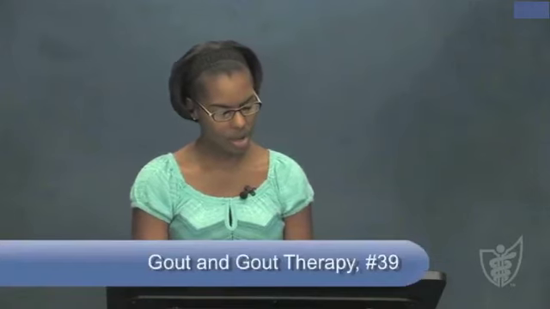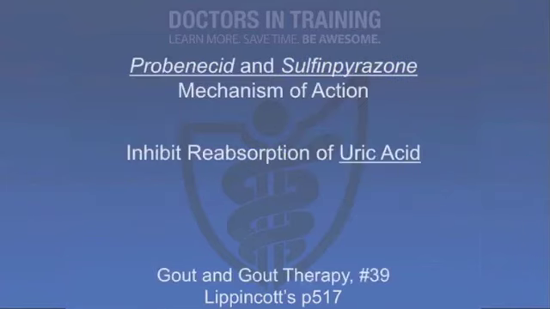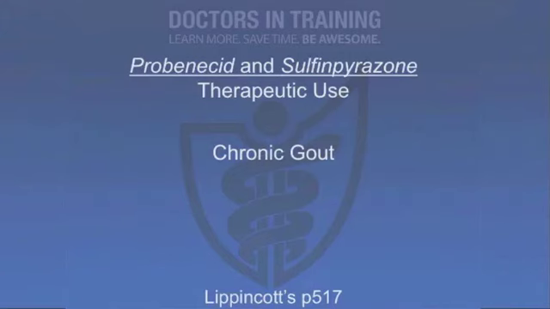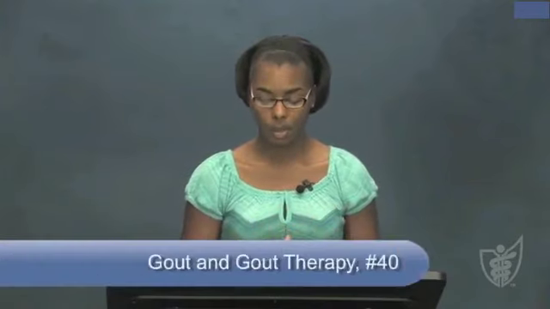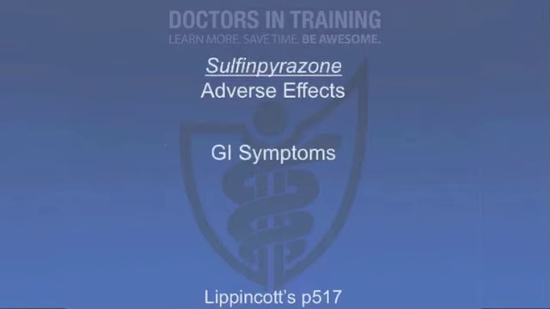Lastly, we'll talk about our uricosuric agents, so probenecid and sulfenpyrazone. Both of these drugs inhibit reabsorption of uric acid, and they do this competitively in the proximal tubule. There's an organic anion transporter that binds uricosuric agents preferentially, and it prevents them from reabsorbing uric acid. Again, probenecid and sulfenpyrazone are both used for treatment of chronic gout. The side effects associated with probenecid are very rare, but occasionally patients can report dizziness, hair loss, and a rash. For sulfenpyrazone, it's basically GI symptoms that patients complain about.